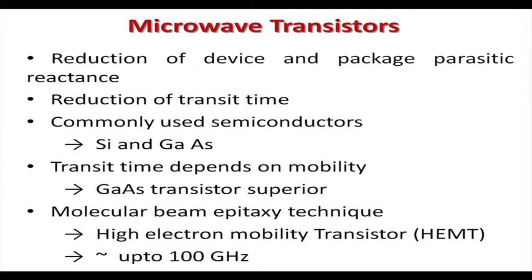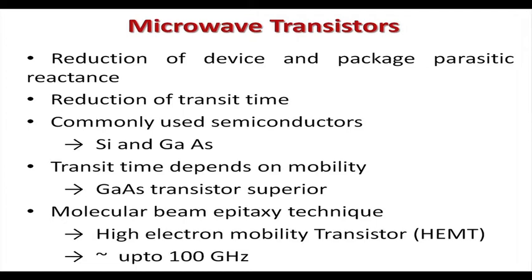Commonly used semiconductors in microwave transistors are silicon, and also gallium arsenide is heavily used. So, silicon and gallium arsenide are the two technologies from which people make microwave transistors. Now, transit time depends on mobility. In gallium arsenide compared to silicon, the mobility is higher. That is why for high frequency things gallium arsenide is a superior transistor, gallium arsenide based transistor.